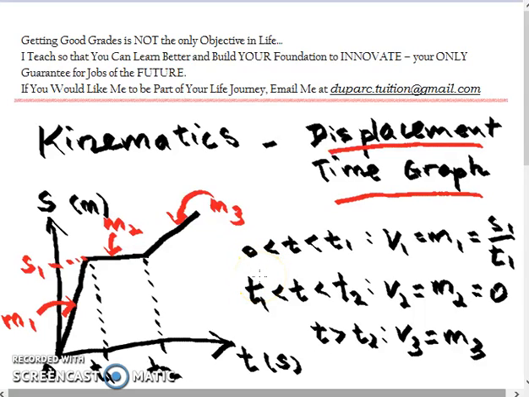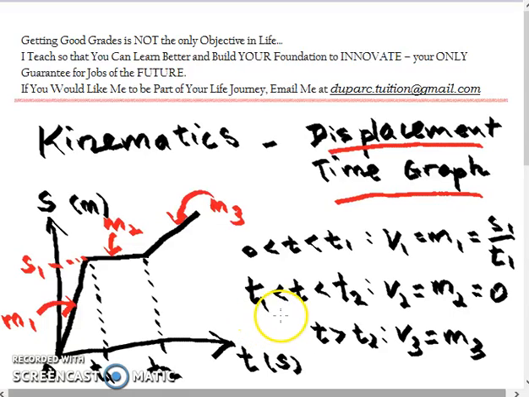Now with this understanding that the gradient on the displacement time graph represents velocity, you can see that when time is between 0 and t1, velocity v1 equals gradient m1 equals s1 divided by t1. So if you are given a displacement time graph like this, you can calculate the gradient using s1 divided by t1.